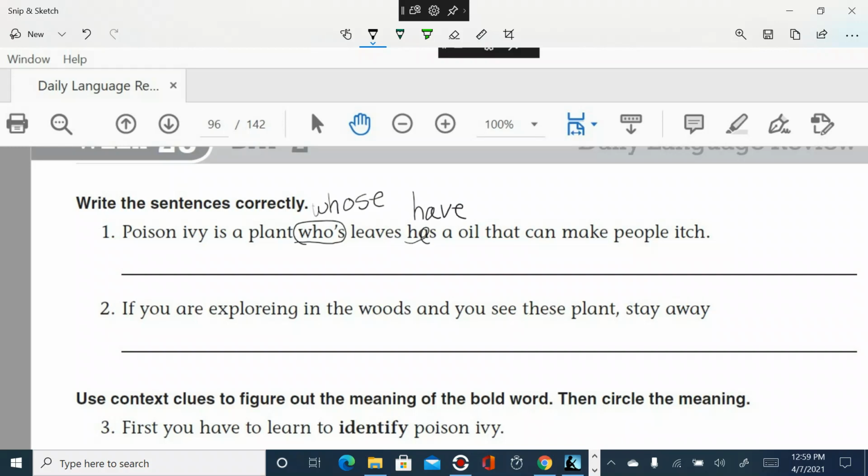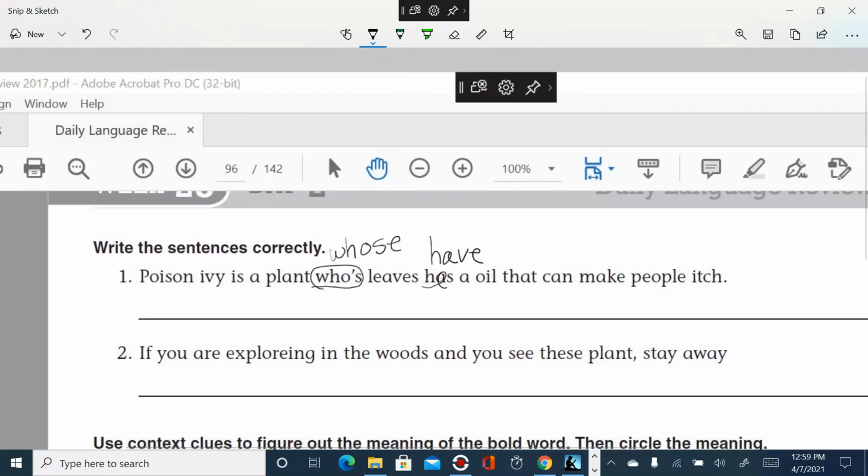Let me read it again. Ready? See what I'm doing here? Braden, look what I'm doing. I'm reading. We do read. Everyone read. Edit right. So I'm reading this to death. You see it, Braden? So poison ivy is a plant whose leaves have oil.